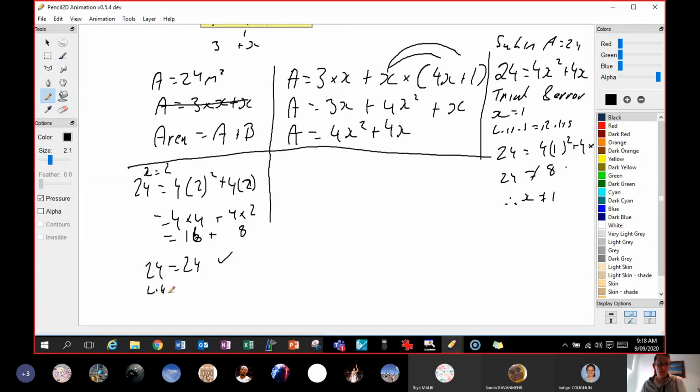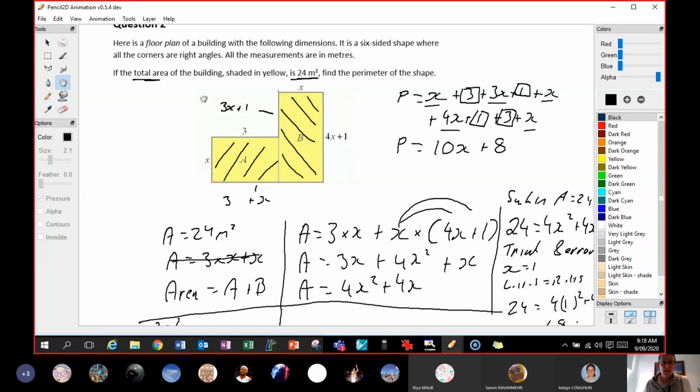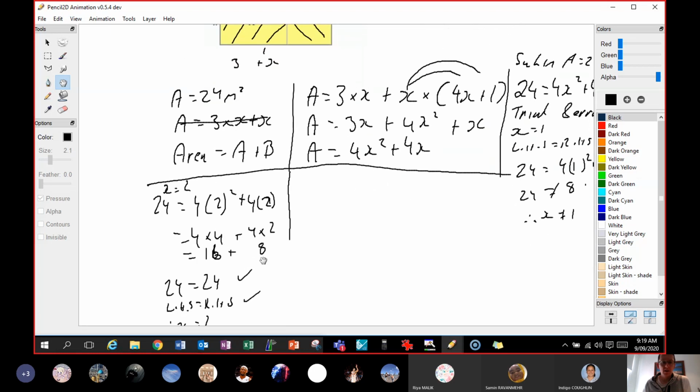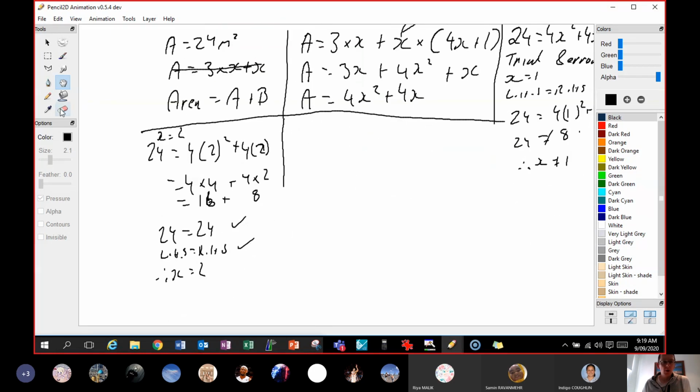When the left-hand side equals the right-hand side, I can prove that if you put 2 in for x, then x equals 2 is correct, because it balances out. It makes a true statement. Relating back to here, if you put 2 into here, it's going to give you 24. 3 times 2 is 6, this would be 4 times 2, which is 8, 2 lots of 9 is 18, 18 plus 6, and that's what we've got in our formula, don't forget: 16 plus 8, which is the area. So that's one way to go about it, trial and error.